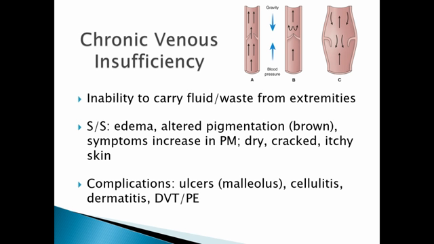Our biggest issue with chronic venous insufficiency, you can see the development of cellulitis, you can see DVTs develop, and they often can develop what we call venous ulcers. And we typically see them on certain areas, particularly the malleolus. That's a very common area for a venous ulcer.